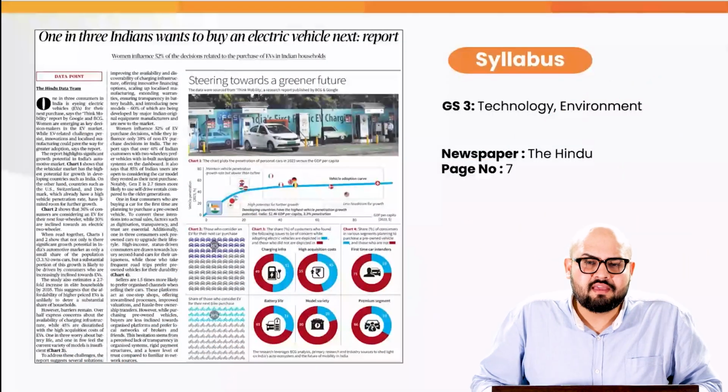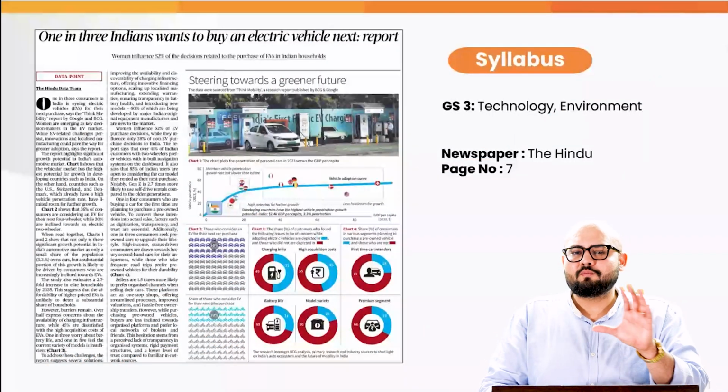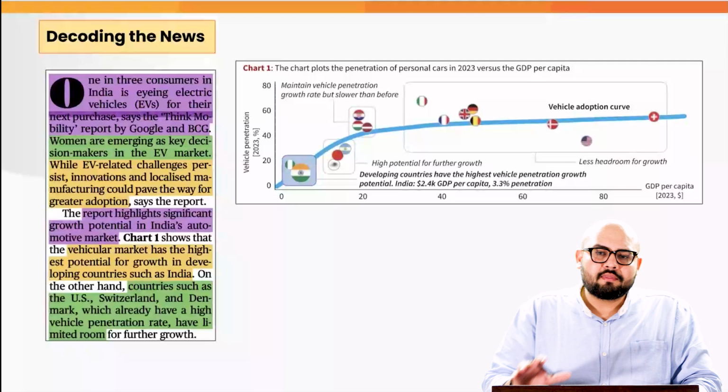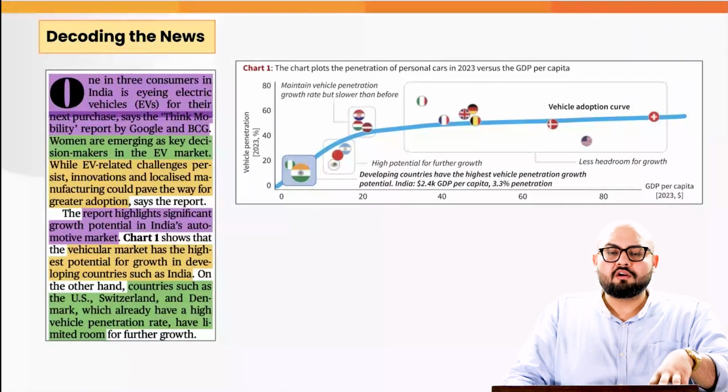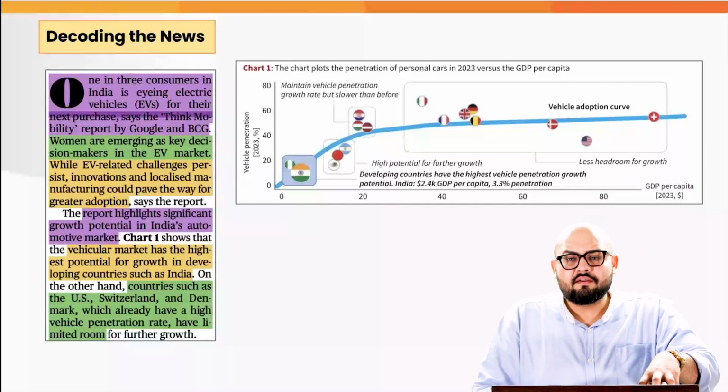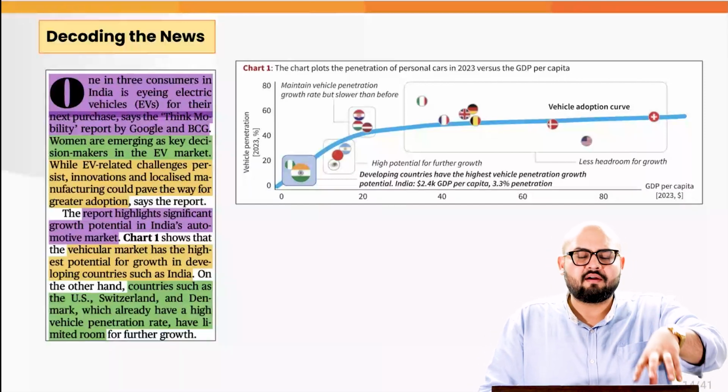Coming to the simplified section, we have the first topic which talks about the electric vehicle status in the country. So see, this is a part of the data point in The Hindu. Now, there is not much of a concept involved in this article, but this article gives you a lot of quite interesting facts.